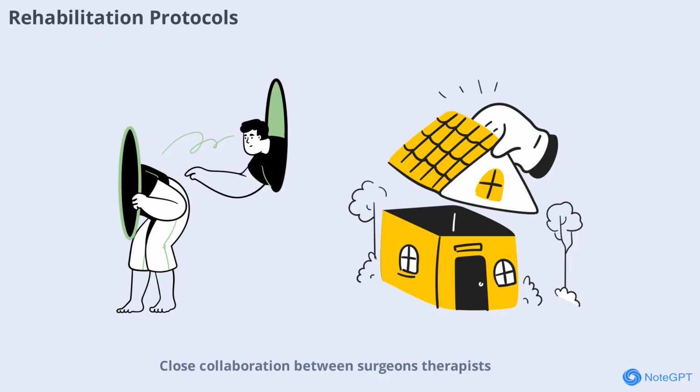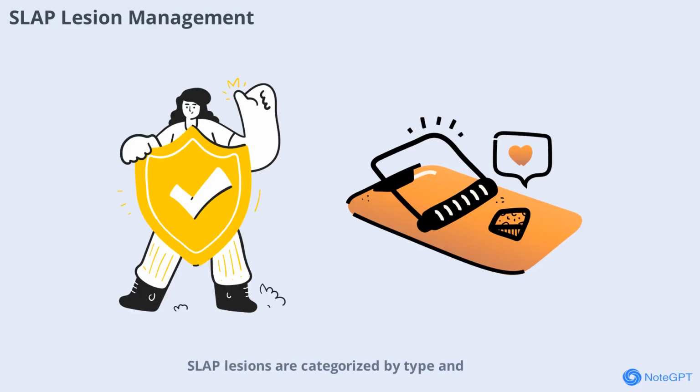Close collaboration between surgeons, therapists, and patients ensures the best possible outcome. SLAP lesions are categorized by type and managed based on patient age and activity level. While non-surgical management and arthroscopic repair were once standard, there's a growing trend toward biceps tenodesis, especially in patients over 40 or athletes. Tenodesis offers higher satisfaction, quicker recovery, and better return to activity rates compared to SLAP repair, making it the preferred option in many cases.